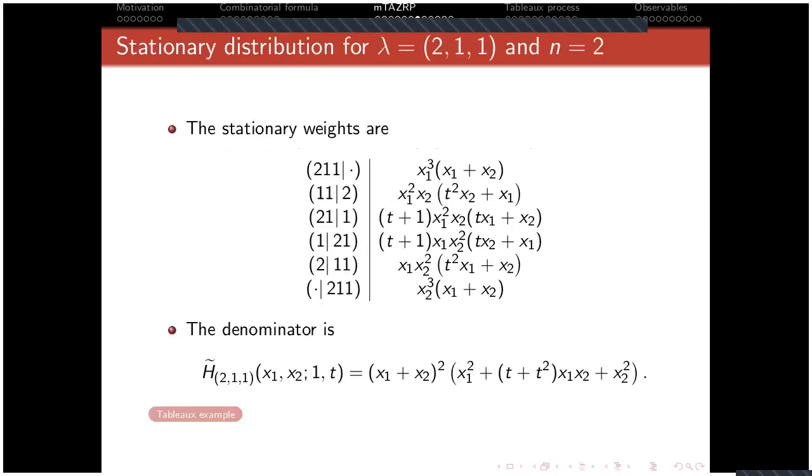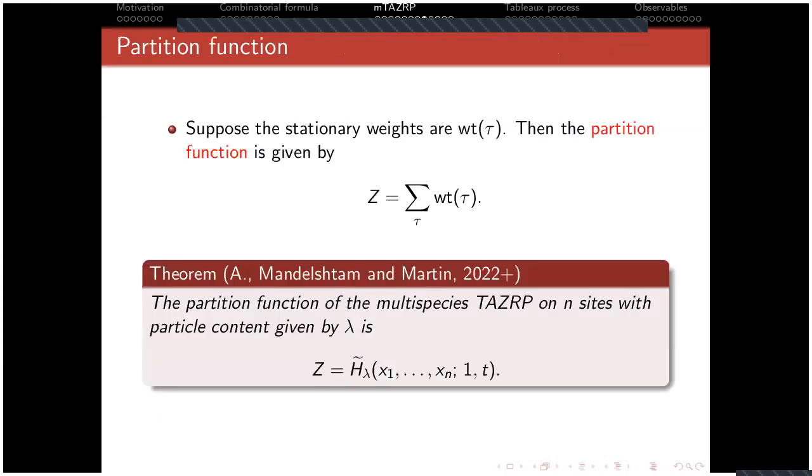For this example, if you compute the stationary distribution explicitly, you have these nice formulas. The denominator, which is the lowest common denominator, turns out to be exactly the modified Macdonald polynomial with this partition in these variables x1 and x2, at q equal to 1. There's no q, remember. So something nice is going on.